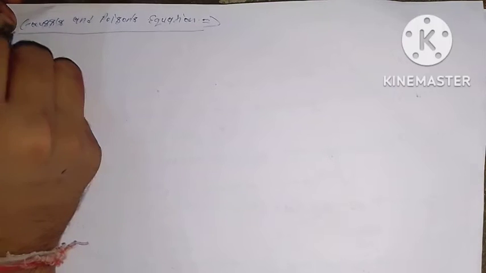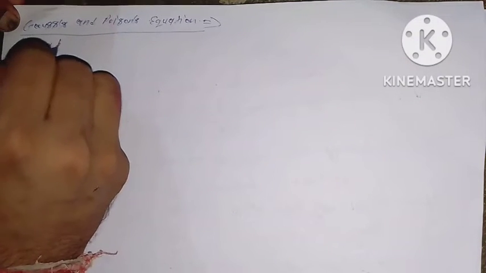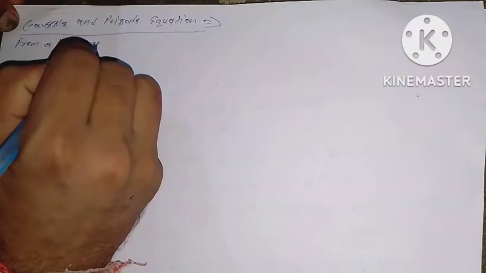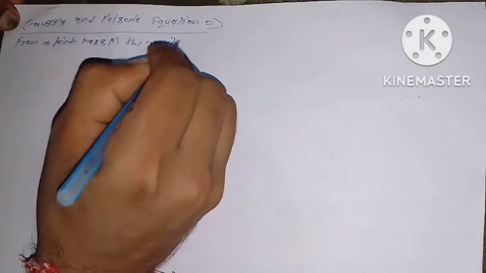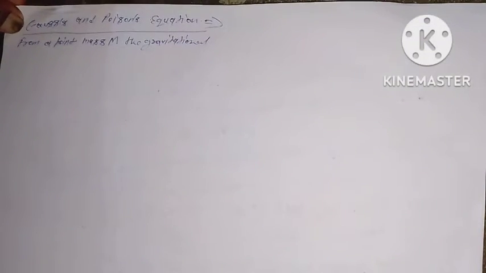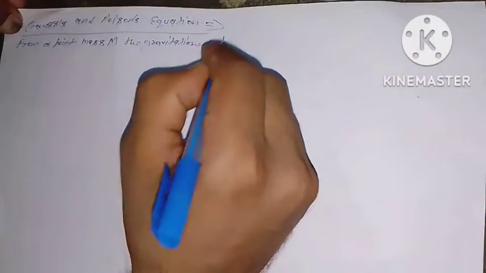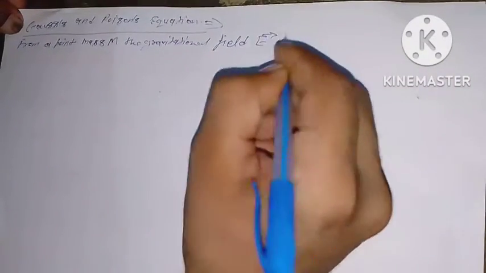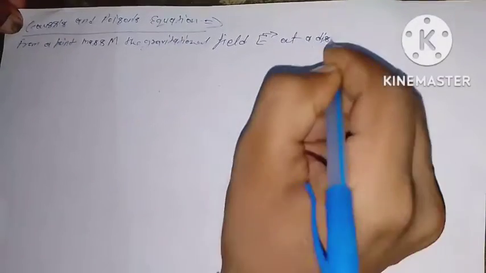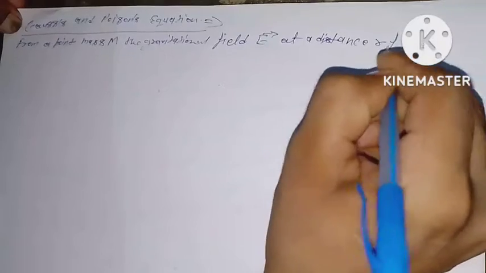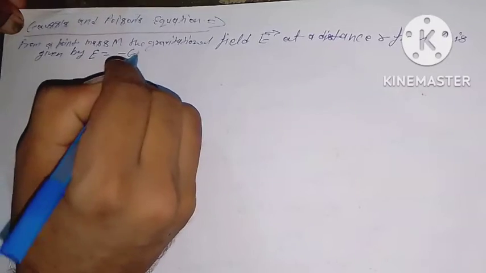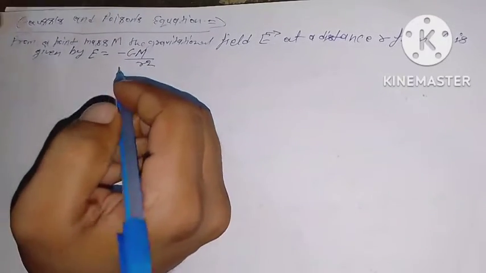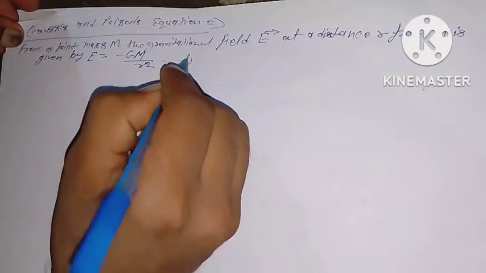From a point mass m, the gravitational field vector E at a distance r from m is given by E equal to minus G capital M upon r square. This is equation number 1.